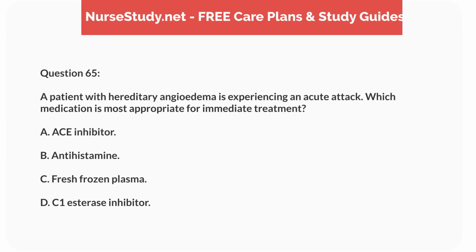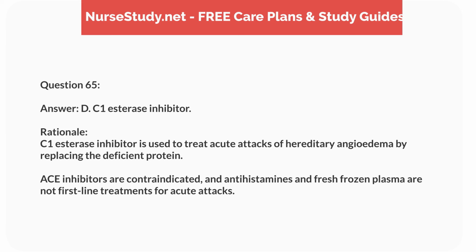Question 65. A patient with hereditary angioedema is experiencing an acute attack. Which medication is most appropriate for immediate treatment? A. ACE inhibitor. B. Antihistamine. C. Fresh frozen plasma. D. C1 esterase inhibitor. Answer: D. C1 esterase inhibitor.